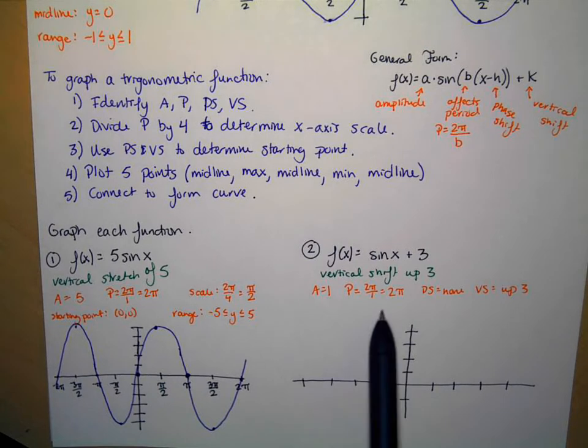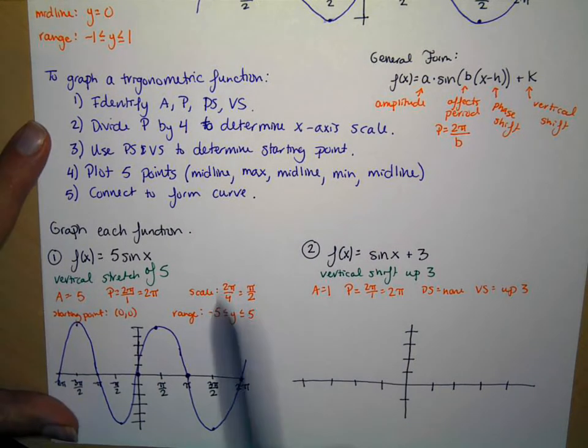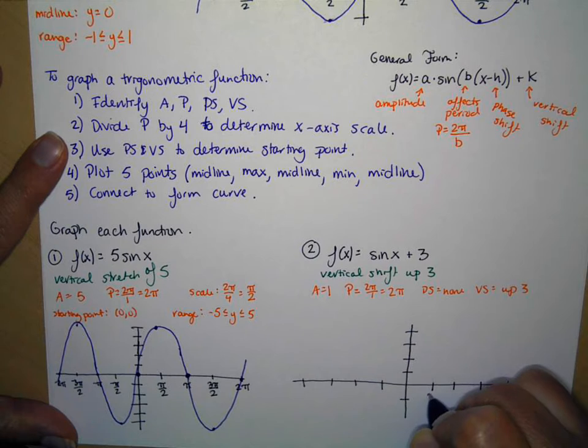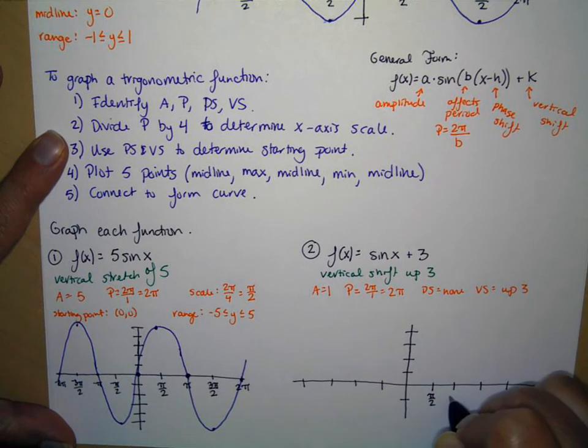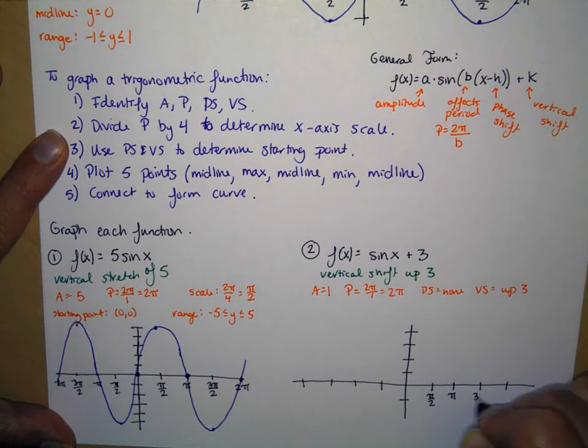All right, so since our period's the same as last time, it's going to have the same scale of pi over 2. So 1 pi over 2, 2 pi over 2 is pi, 3 pi over 2, 4 pi over 2 is the same as 2 pi.